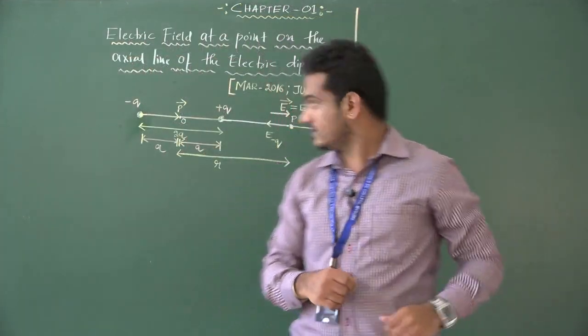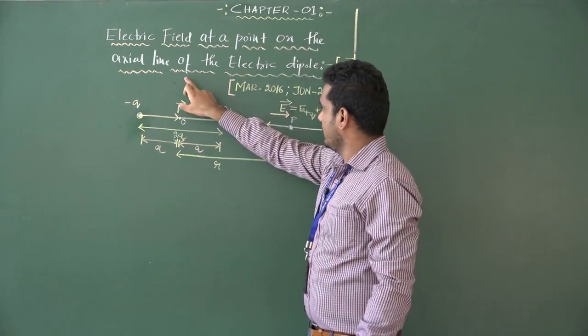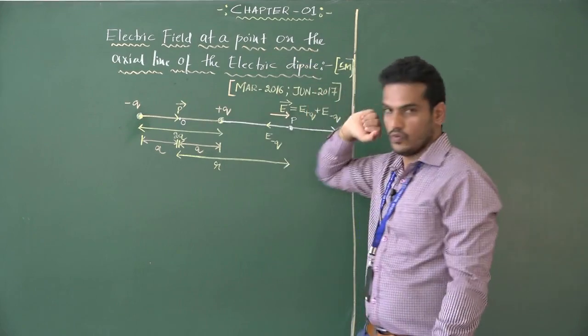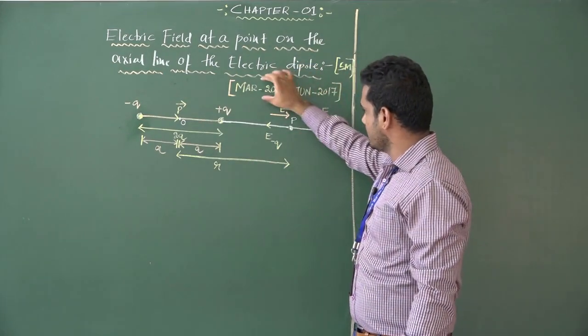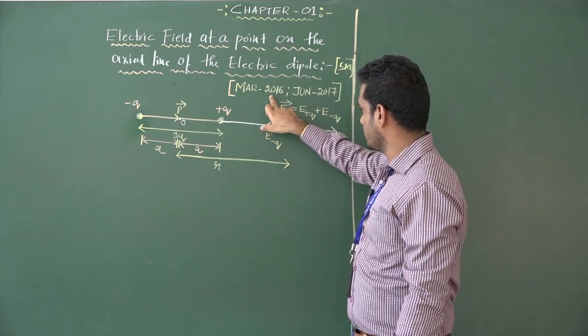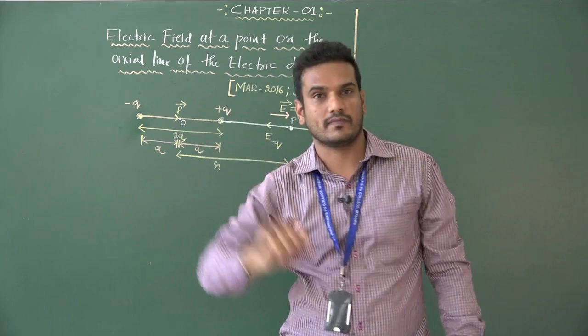Next concept is the electric field at a point on the axial line of the electric dipole. It is very important for 5 marks. It was asked in March 2016 and June 2017, that is the supplementary paper.